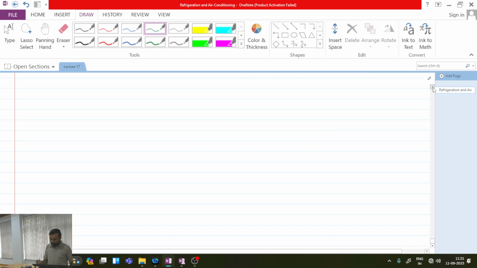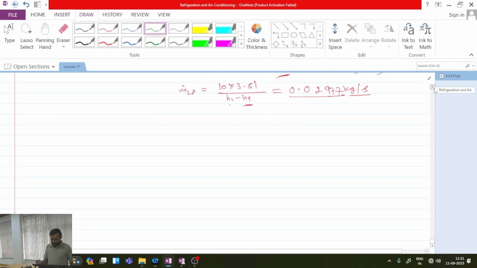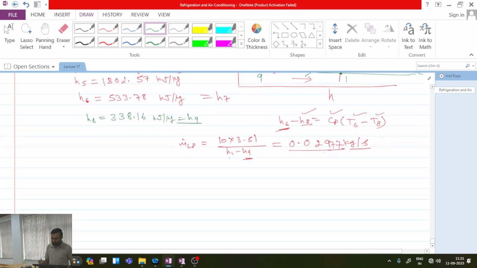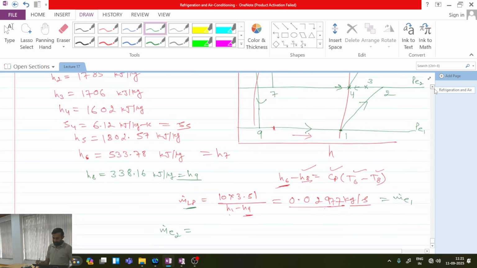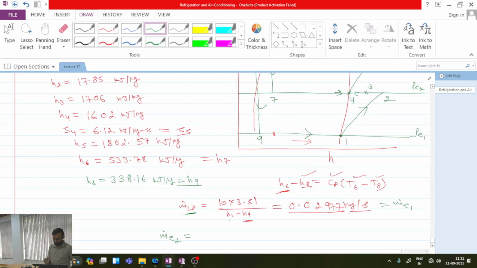Okay, what do I need to do now? So this is nothing but the mass flowing through evaporator 1, and the same is the mass handled by the low stage compressor. Now I have one more mass, which is the mass flowing through evaporator 2. How much will be the mass flowing through evaporator 2? Please tell me. This is the p-h diagram. From this tell me. From 7 to 4 I have evaporator 2. Correct?